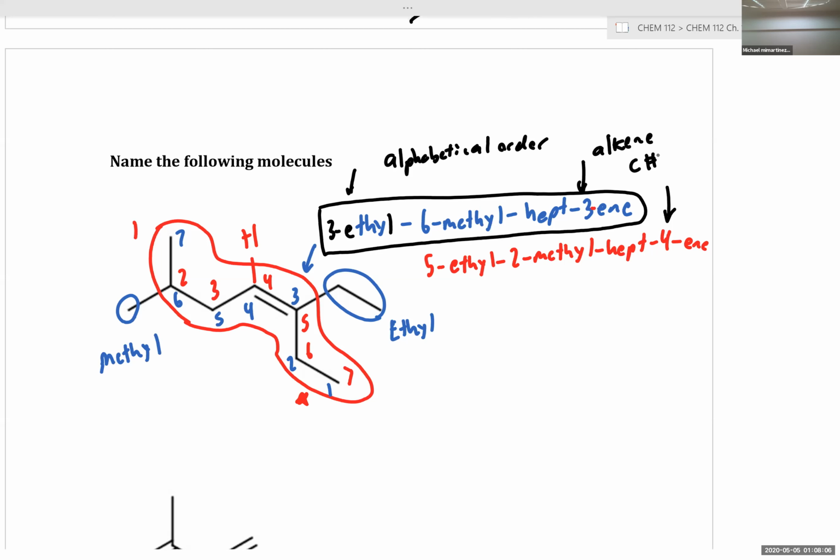Is everyone comfortable with this example? Did everyone understand what I did? I found the longest chain. I wrote both of my numbering methods out. I numbered and wrote out the locant and the name for each substituent. Then I compared my alkene locant number. The blue naming convention had the smaller alkene locant number, ergo it was preferred. So the name for this would be 3.